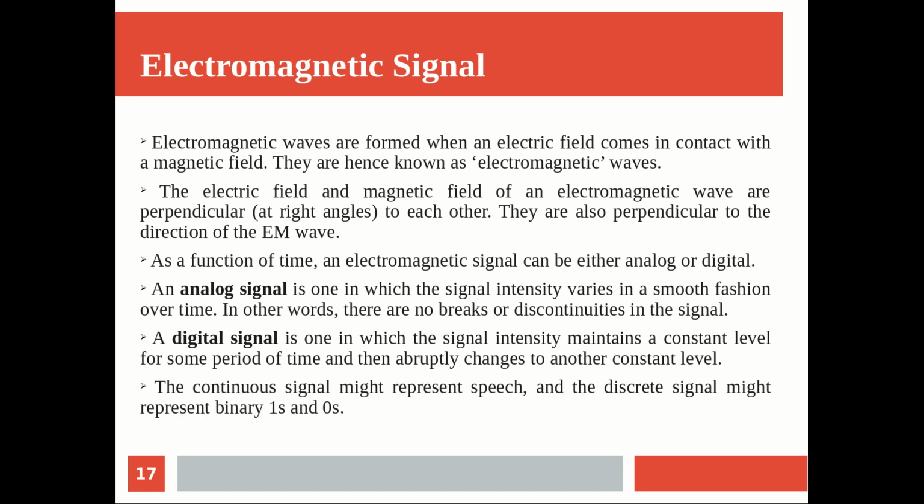The continuous signal might represent speech, and the discrete signal might represent binary 1 and 0. Normally, for representing information in our computer, that is zeros and ones, we are using this digital signal, that is the discrete representation. But if you are looking at speech waves and all, they are analog in nature, they are continuous in nature.